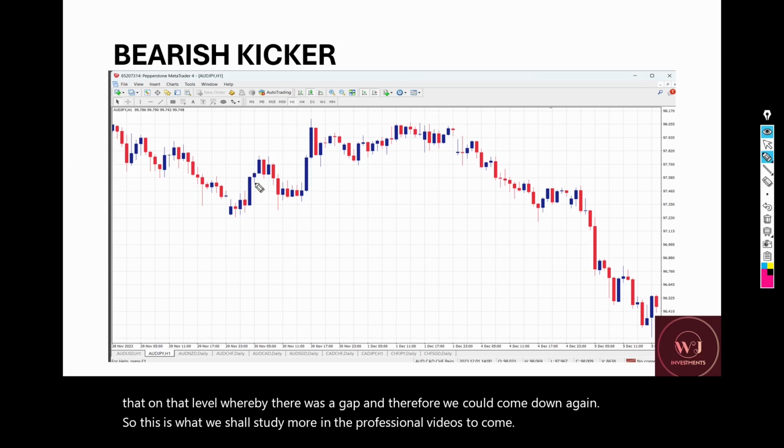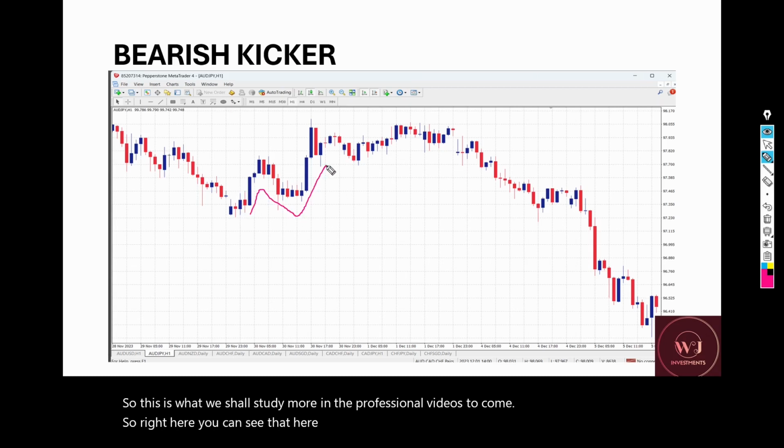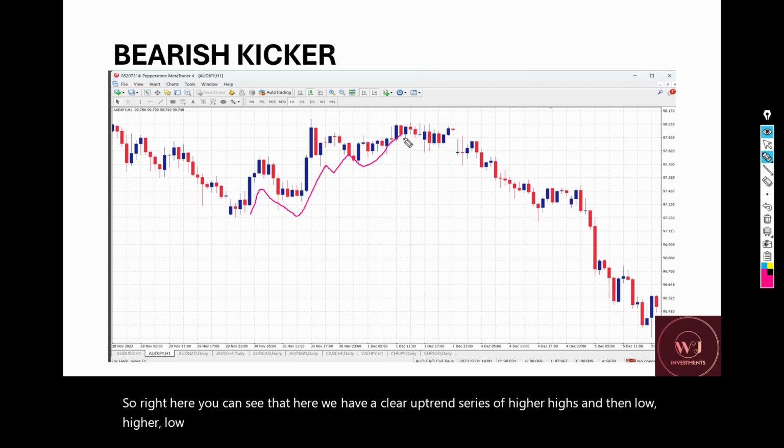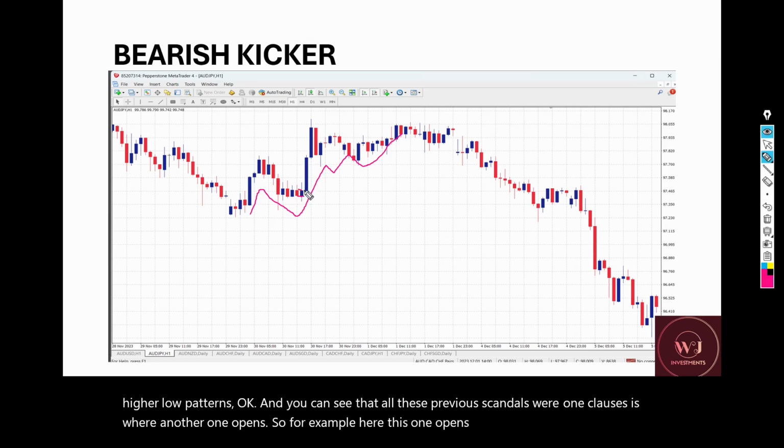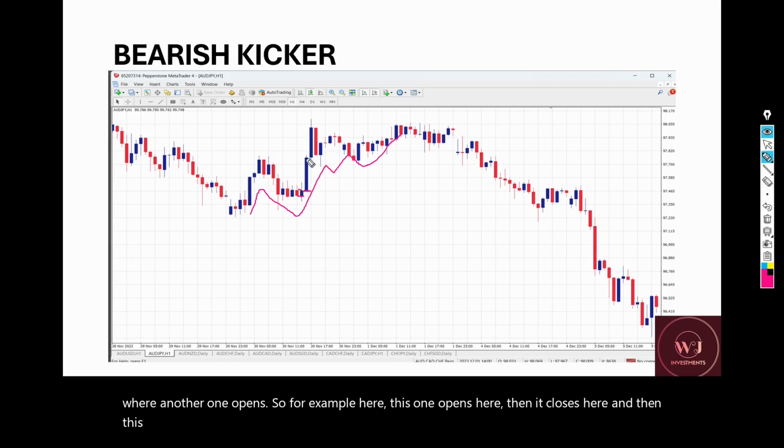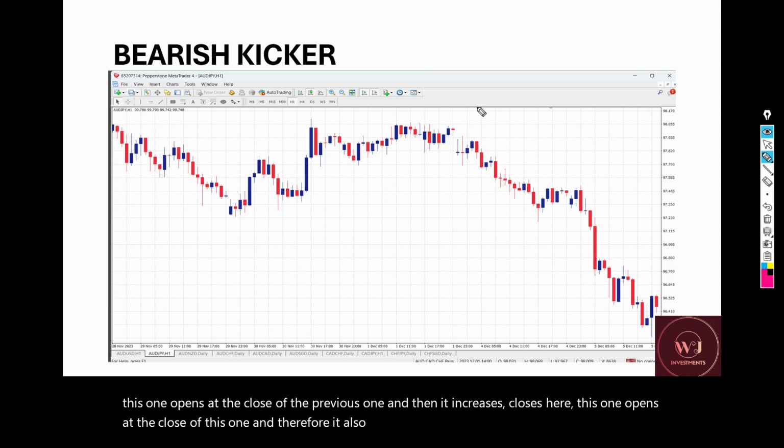So right here, you can see that we have a clear uptrend, a series of higher highs and higher low patterns, okay? And you can see that in all these previous candles, where one closes is where another one opens. So for example, here, this one opens here, then it closes here, and then this one opens at the close of the previous one, and then it increases, closes here. This one opens at the close of this one, and therefore it also increases. But when you look right here, we have what we call a gap.